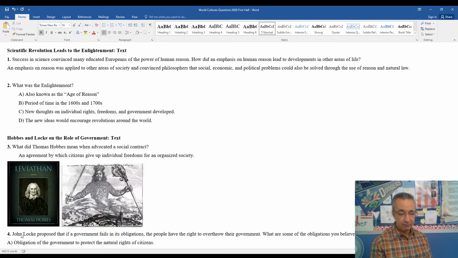He wrote the book Leviathan, and it's a little political cartoon based on his book. The enlightened despot looking over his subjects.